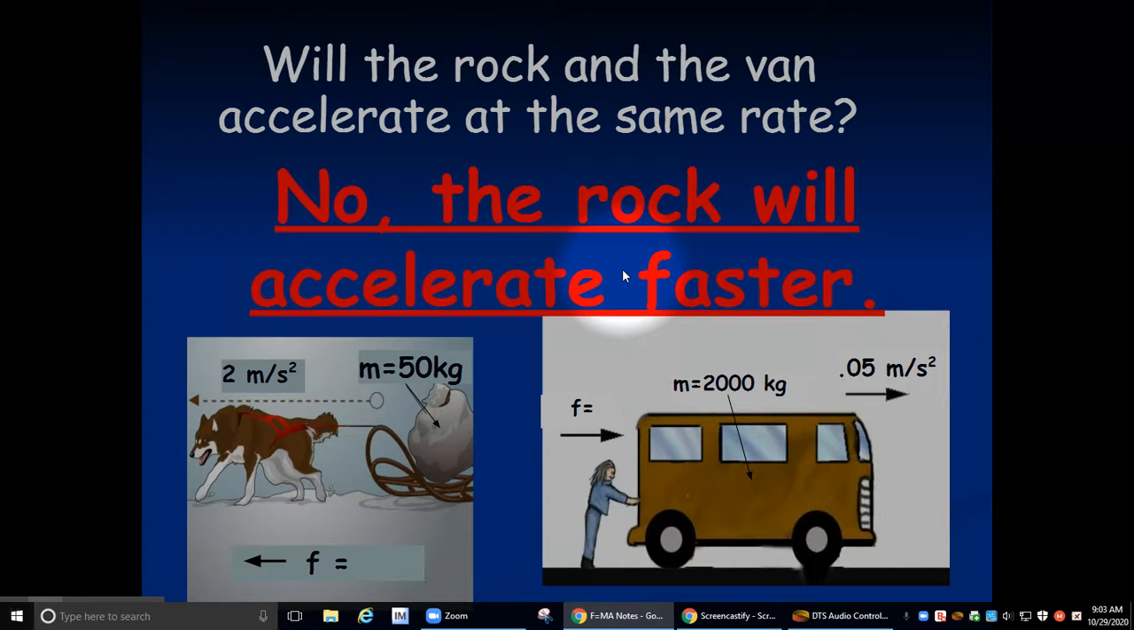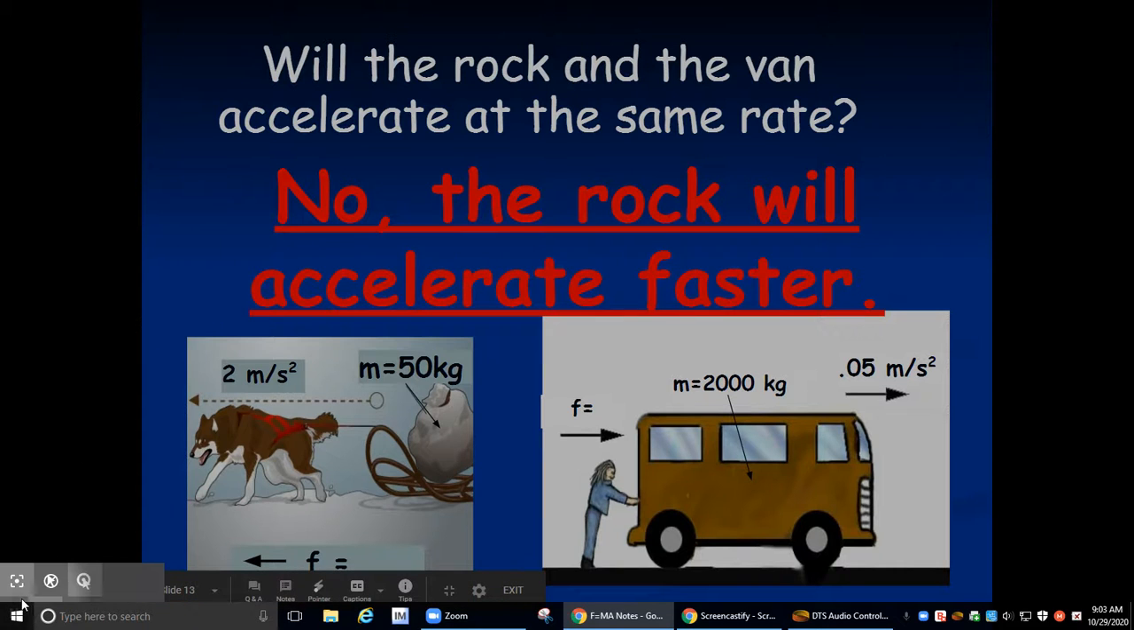Hopefully just conceptually you get the idea of what I'm talking about. Now what we need to focus on in class is the mathematics behind this, as well as the concept, but also the mathematics and how we manipulate the formula F equals m times a in order to calculate either force, mass, or acceleration.